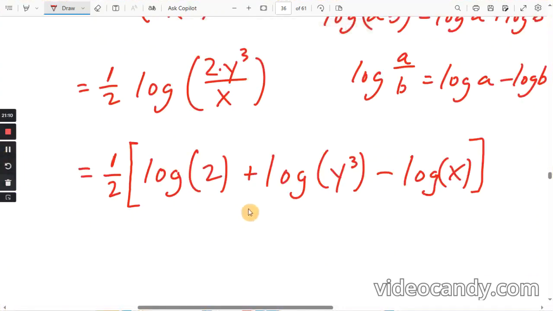If you wanted to do one more step, you can take this 3 and move it out front. So just remove this 3 and move it to the front, and it would be plus 3 log of y. So you can rewrite this as 3 log of y. And really, that would be it right there.